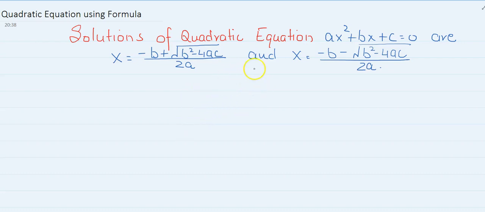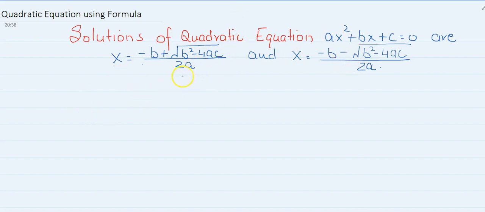Today we are going to prove the quadratic formula. That is, the solutions of a quadratic equation ax² + bx + c = 0 are x = (−b + √(b² − 4ac)) / 2a and x = (−b − √(b² − 4ac)) / 2a. As you know, a quadratic equation has two solutions. So one solution is this one by the formula and another one is this one.